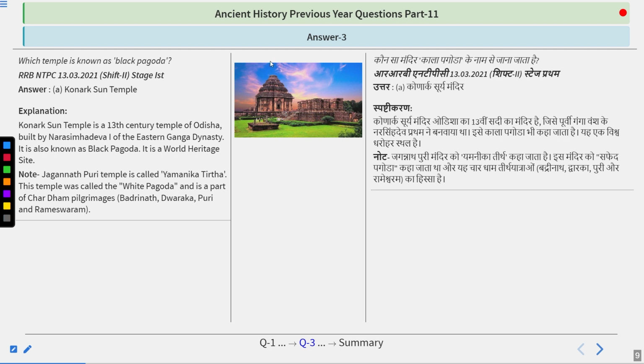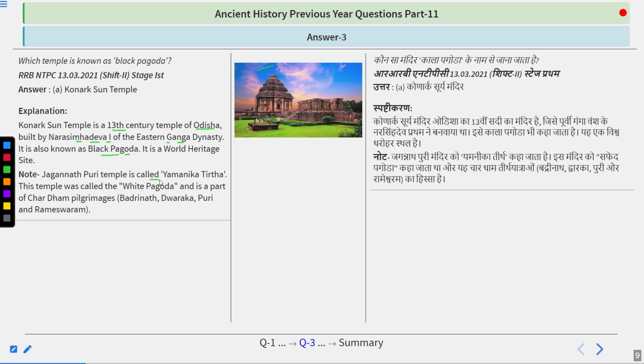This is the Konark Sun Temple, and we know that it is in Odisha. It was built in the 13th century by Narasimhadeva I of the Eastern Ganga dynasty. Remember this name. It is also known as the Black Pagoda. Pagoda is basically the dome structure you can see at the top of this temple. If the question comes in your exam, which country is known as the land of Golden Pagoda? That is Myanmar, because Myanmar has a lot of Buddhist dome structures, majorly golden in color. That is why the land is called the land of Golden Pagoda.